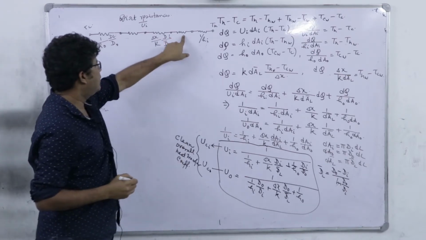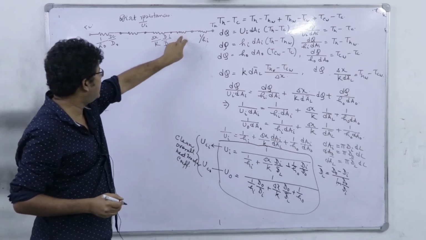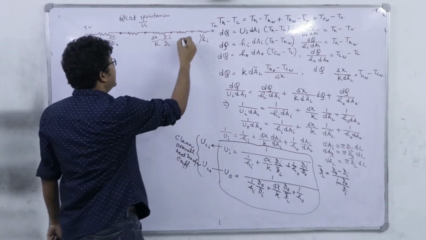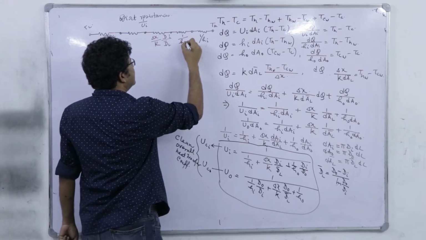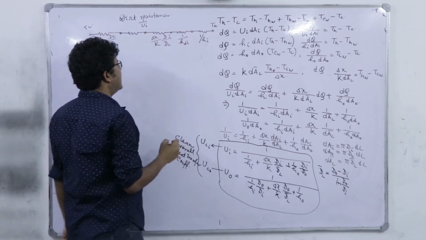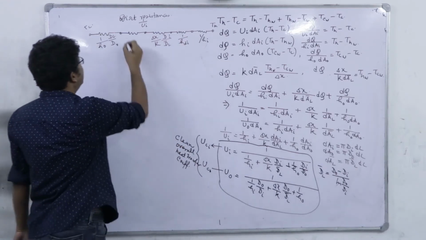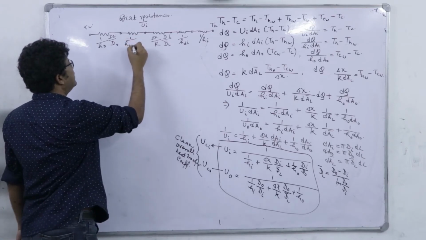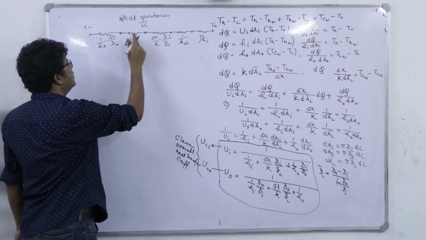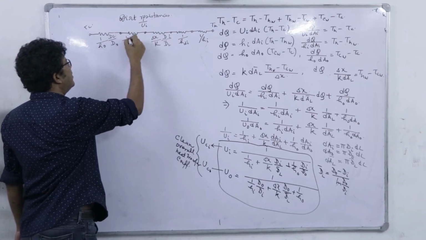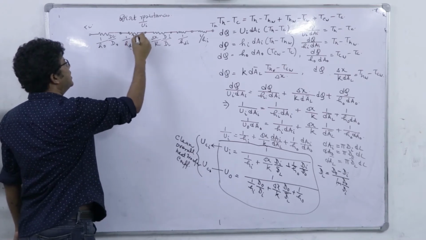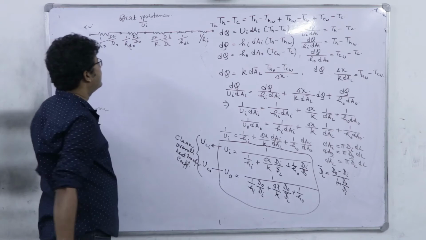Now we are adding a resistance which is the dirt resistance. So dirt layer inside is 1 by HDI, and here for outside 1 by HDO, 1 by HDO into DI by DO, right?